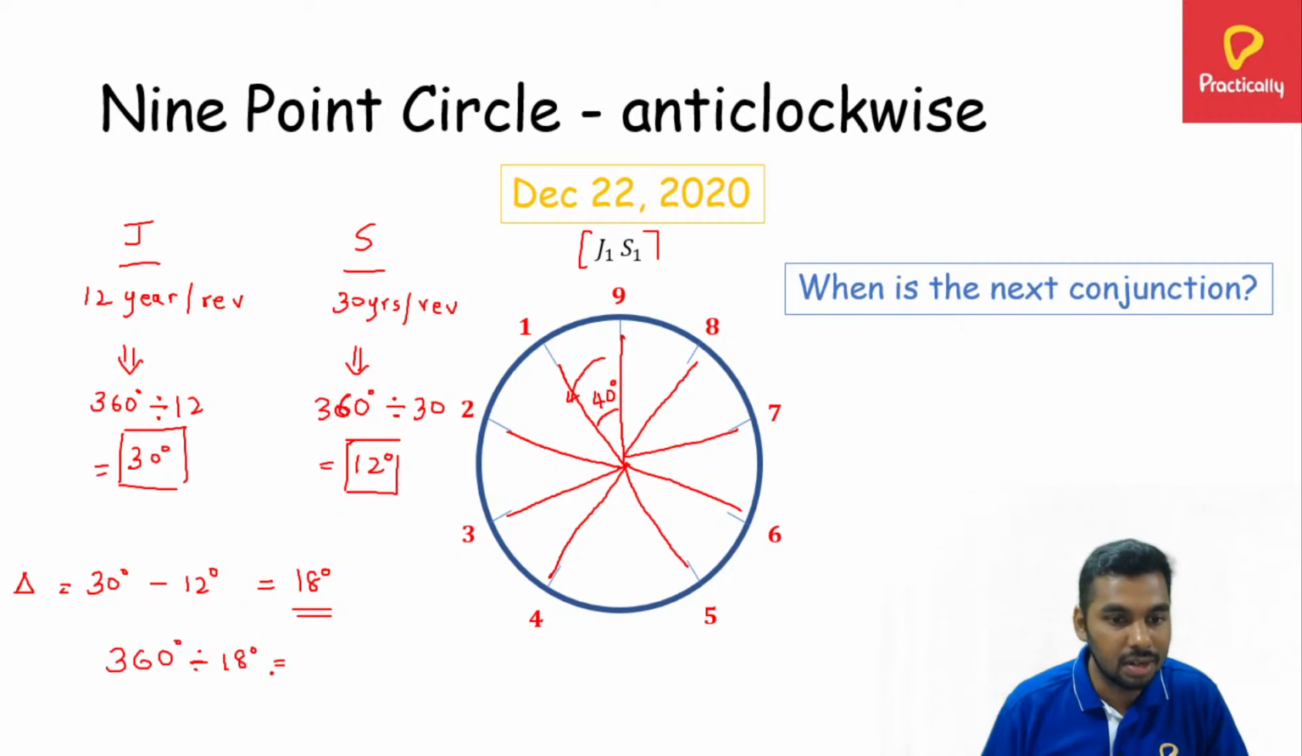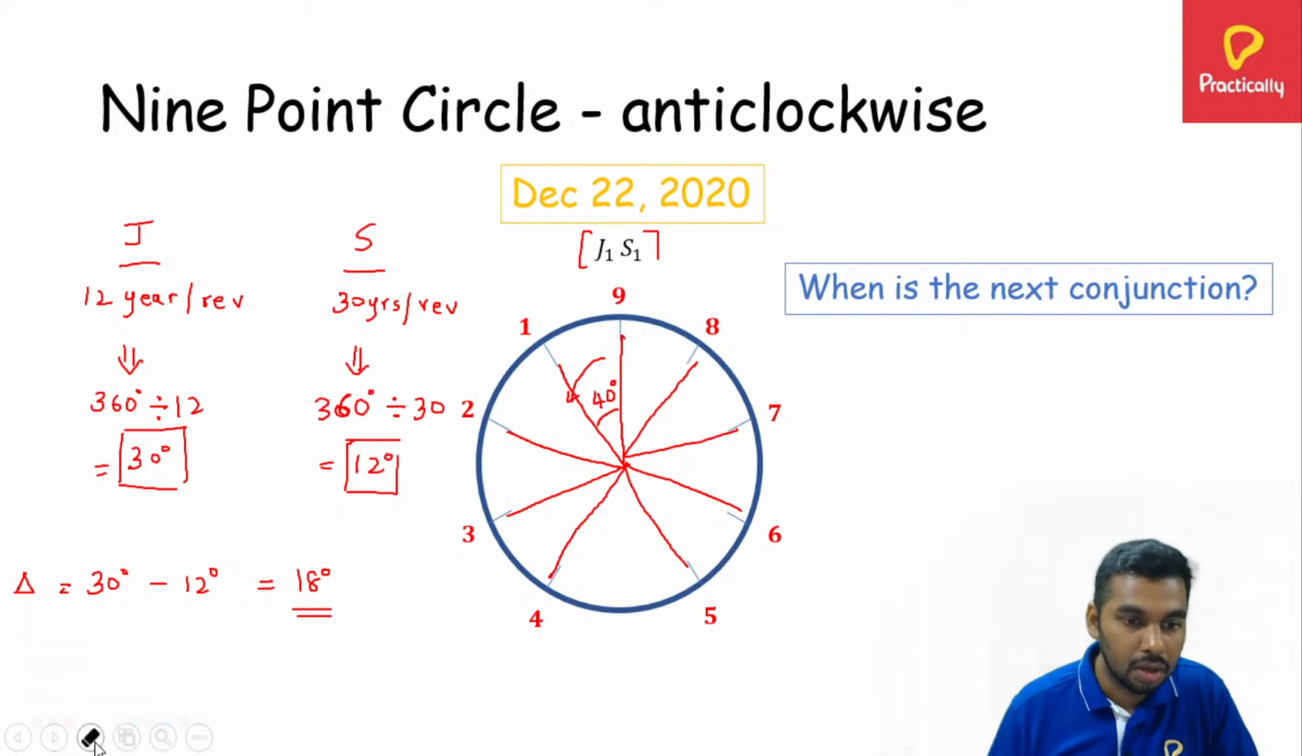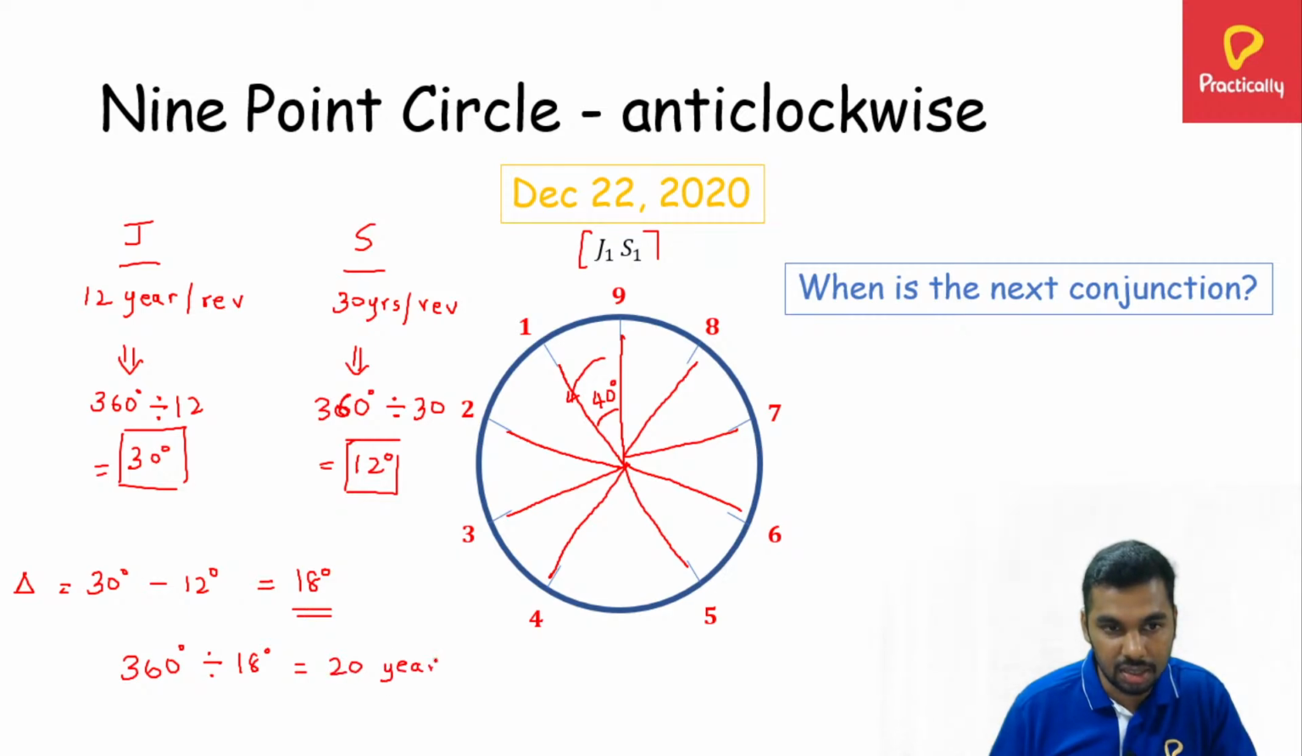Which means, oh, I think I made a mistake. I think I made a mistake here somewhere. Okay, so 18 degrees till this is correct. Now you will see that the catching up is going to happen only after 20 years. Why? Because 360 degrees divided by 18. So 18 is the degrees in 1 year. So this is going to be 20 years.